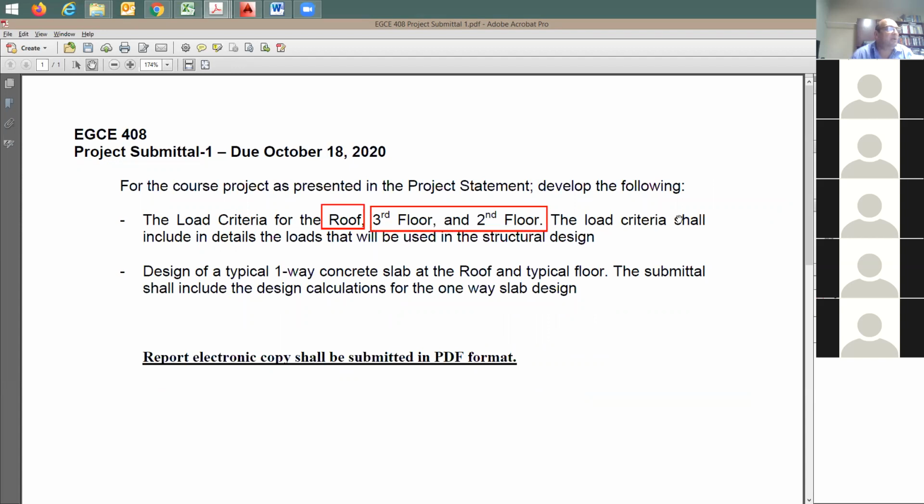Load criteria shall include the details of the load. Where did you get it from? Find out the weight of the slab, right? Weight of the beam. How about the size of the beam? I don't have it yet. How about the size of the slab? I need to figure out something to start with, right?